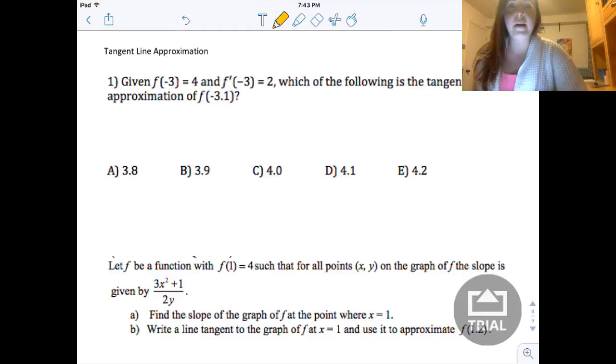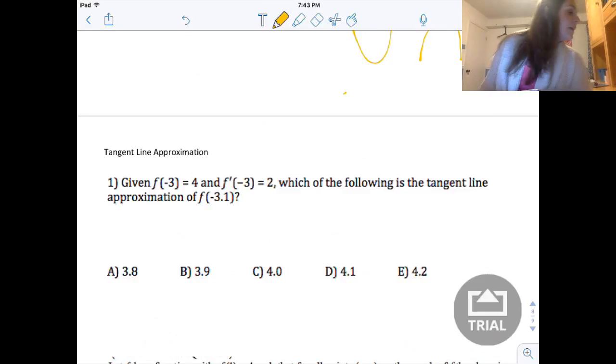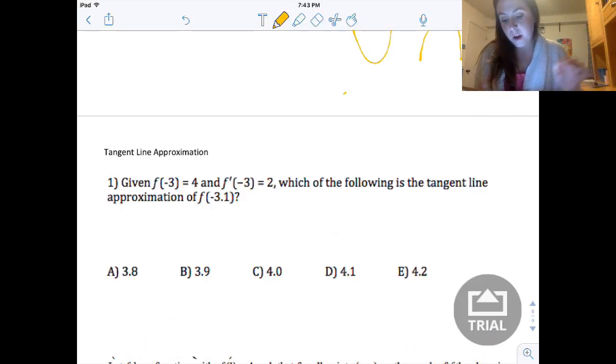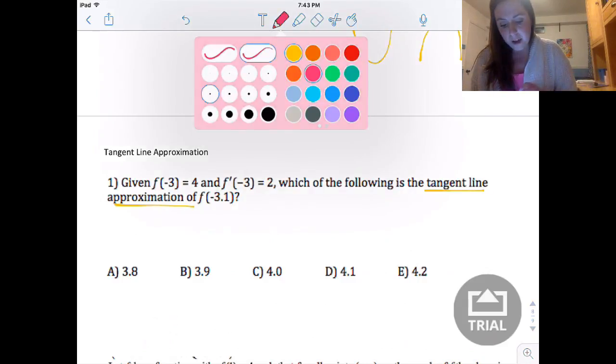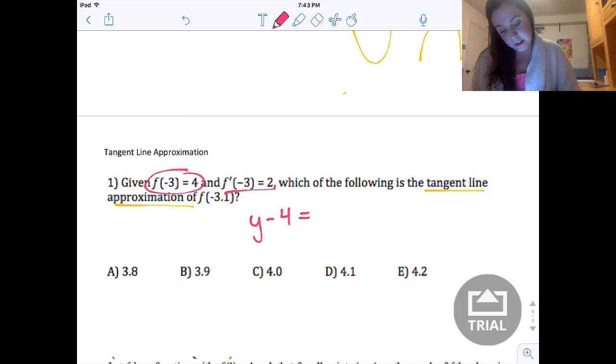Okay, so f of negative 3 is 4 and f prime of negative 3 is 2. What is the tangent line approximation of negative 3.1? So, anytime you see tangent line approximation, even if you're not sure what to do, your best bet is to write an equation of a tangent line. A tangent line, think point, think slope. So, this is my point, x and y. This is my slope. So, y minus 4 equals 2 times x minus negative 3.